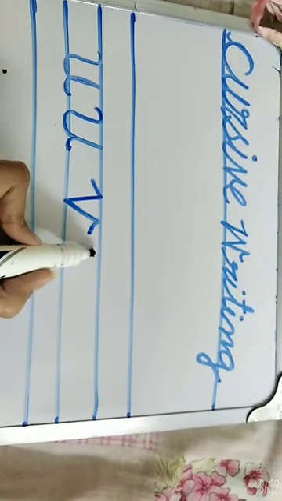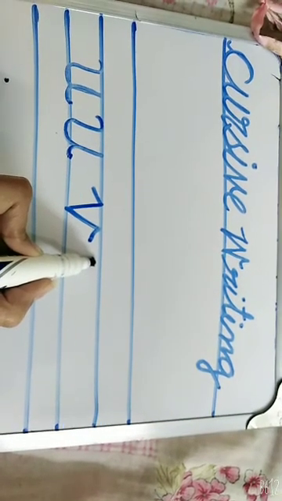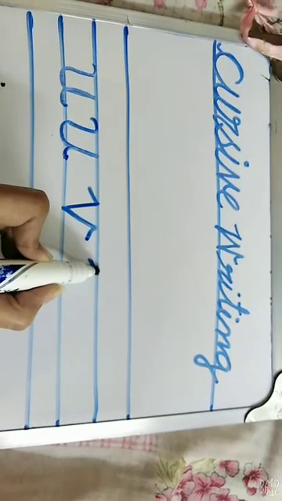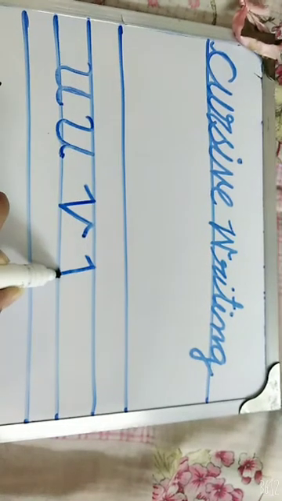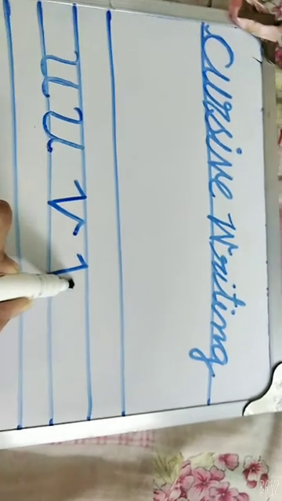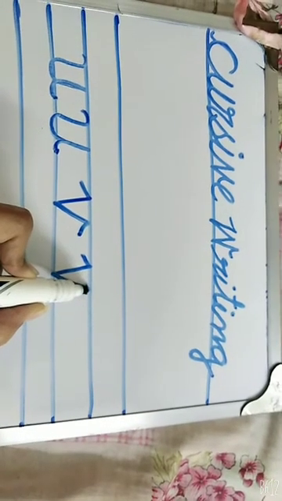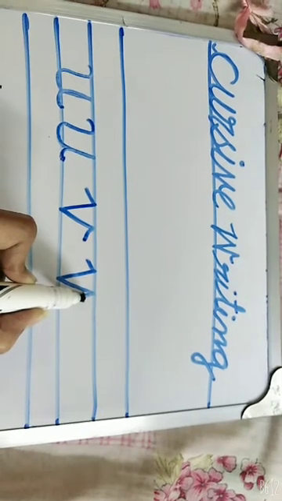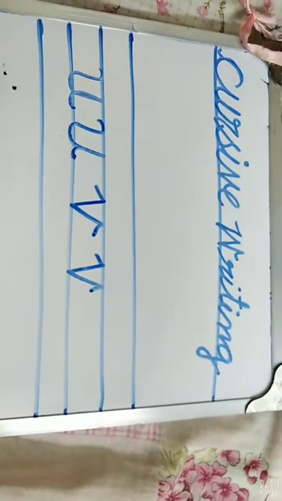Once again I am going to write. Put your marker before second line. Now touch the second line. Now slide diagonally, move your marker downward on third line. Touch the third line. Now move your marker upward on second line. Touch the second line. Now move your marker downward. Draw the little line here. Now pick up your marker. This is lowercase character V.